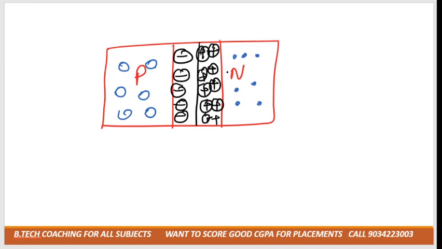Actually it opposes, like it attracts the opposite ions, that's why. You don't need to go into so much detail, because the numericals are the main thing. That's why I'm just telling you the basic theory.